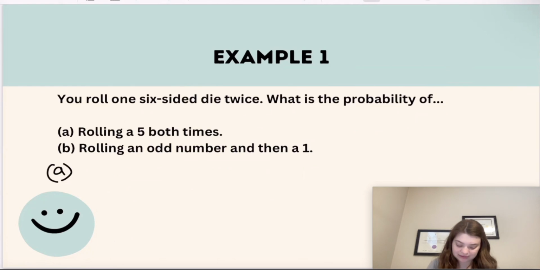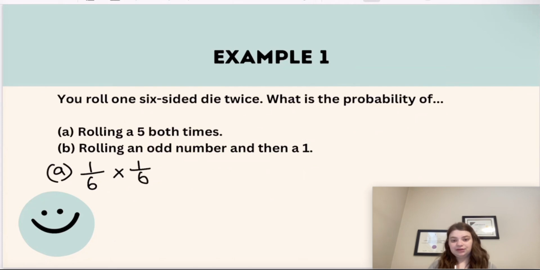Well, that would be 1 out of 6 because there's 6 possible outcomes, 1, 2, 3, 4, 5, 6, and there's only one favorable outcome, because the only favorable outcome in this scenario is rolling a 5. So 1 out of 6 times, I will get that favorable outcome. And then after I rolled my first 5, I want to roll a 5 once again. So I'm going to multiply that by the probability of rolling a 5 the second try, which is also 1 out of 6. There's still 6 sides on this die and there's still only one favorable outcome.